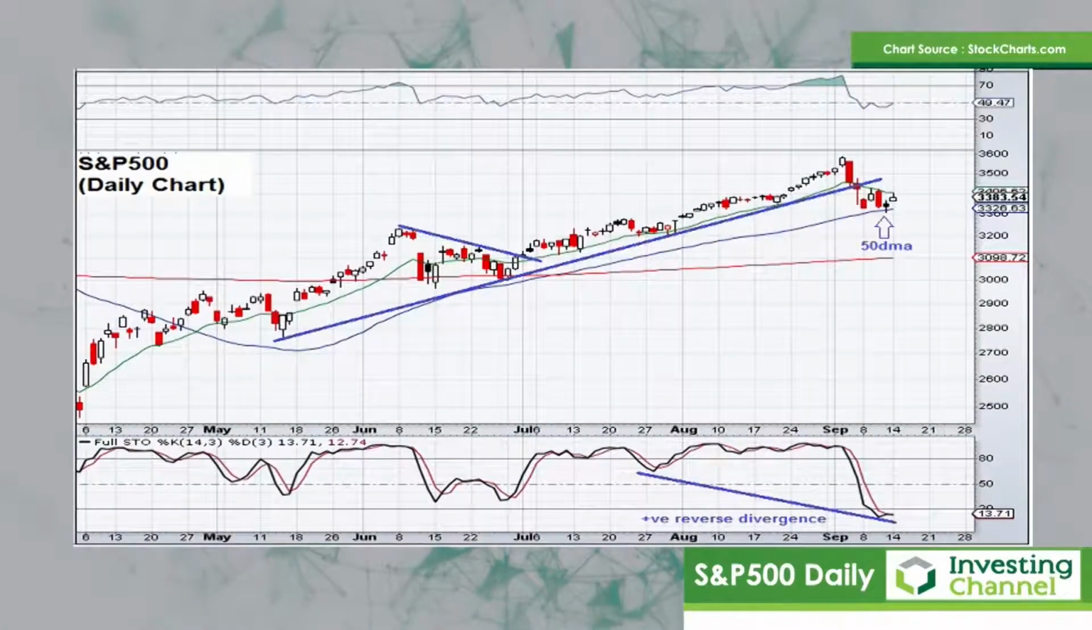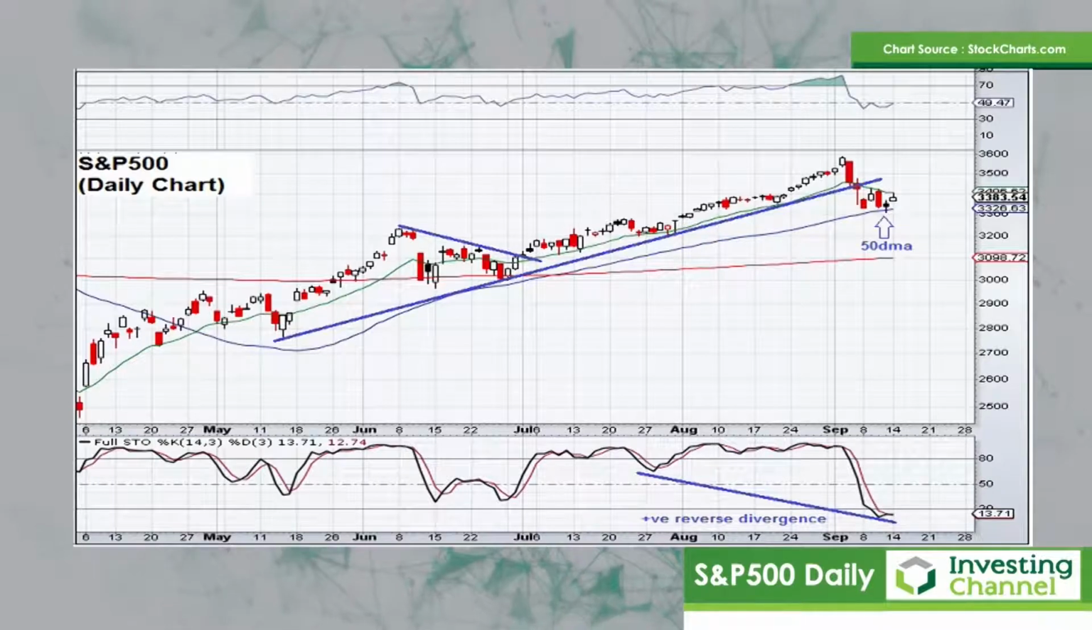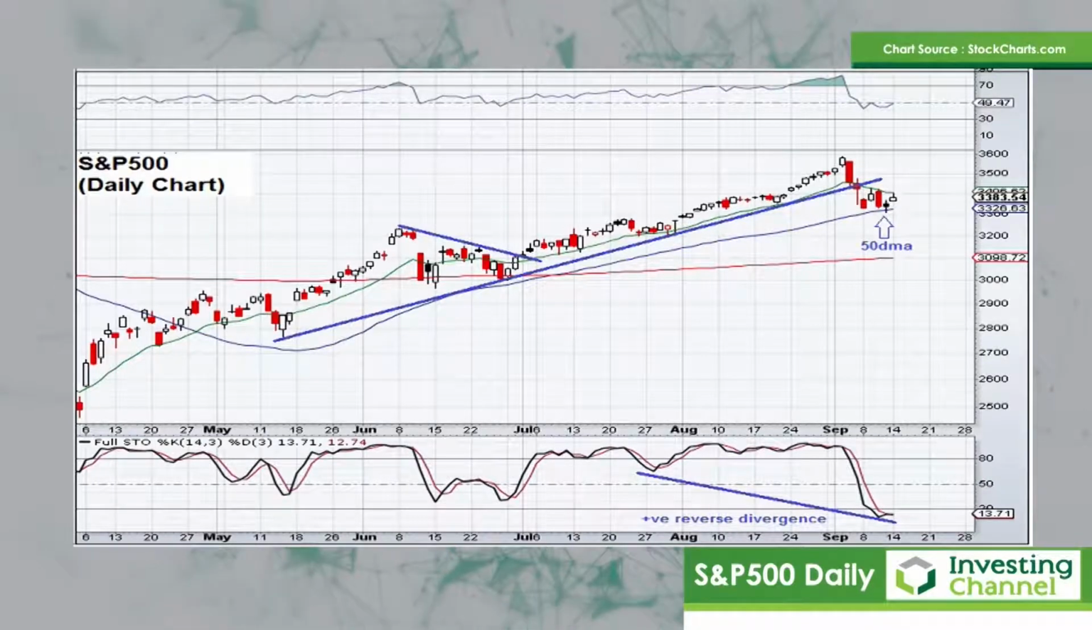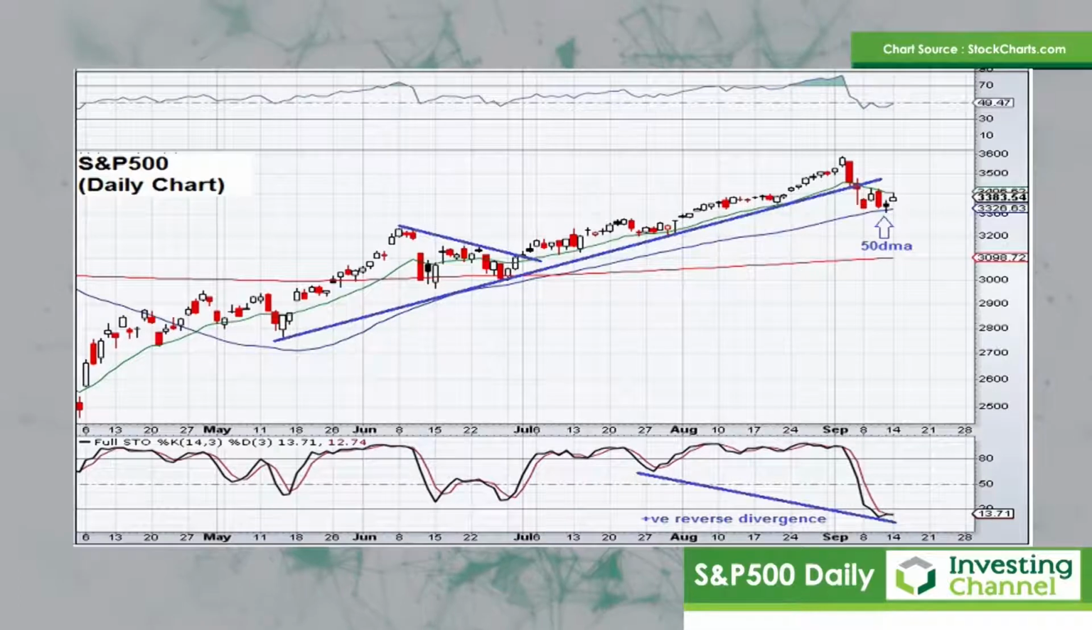So let's start, as we always do, with a look at the daily chart of the S&P 500. Here you can see that what's happened recently is the market has broken down below the rising trend that had been a very linear upward trend up until the beginning of September. That breakdown below the rising trend was also accompanied by a breakdown below the 15-day exponential moving average.